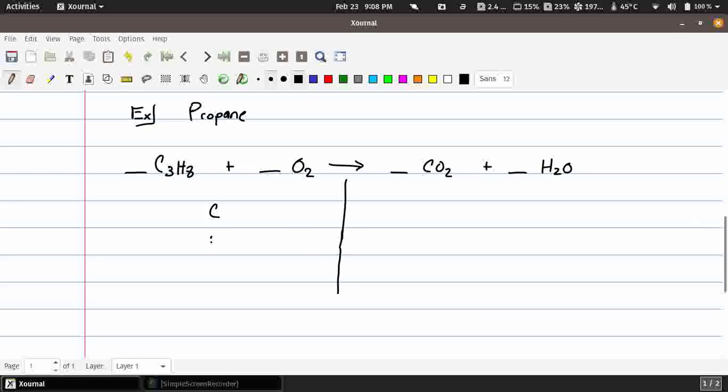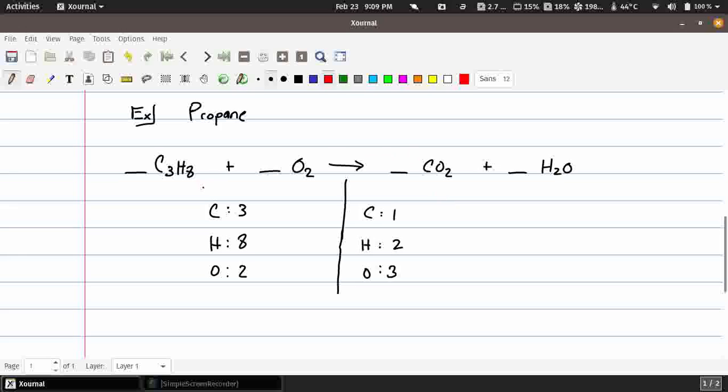So I always like to draw a little line in the middle and then write down what elements I have on both sides. And then I start by just counting. So on the left side, I have 3 carbons, 8 hydrogens, and 2 oxygens. On the product side, I have 1 carbon, 3 oxygens. Do not forget this guy right there. And 2 hydrogens. So let's start by balancing the carbons.